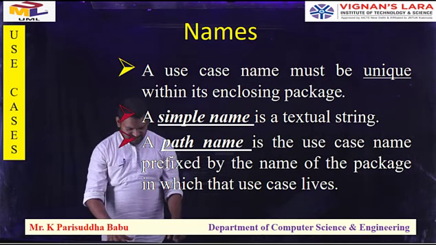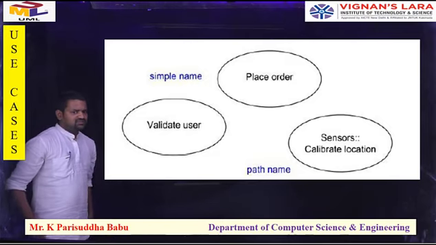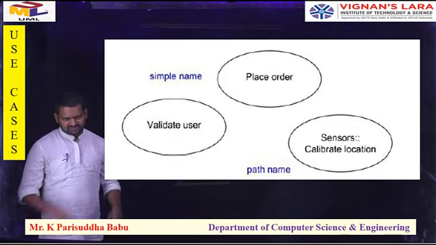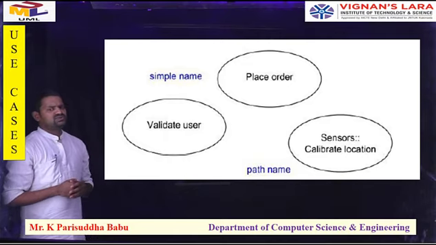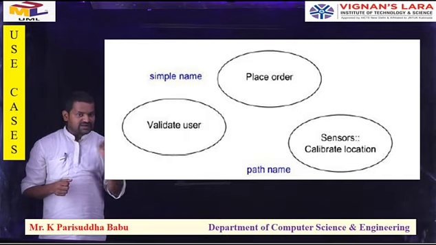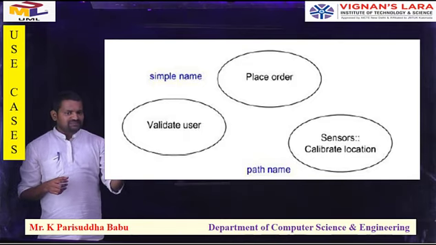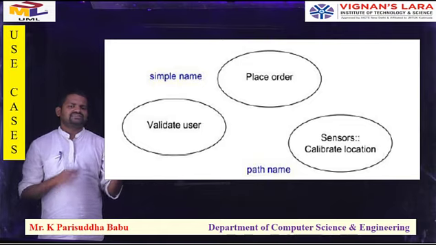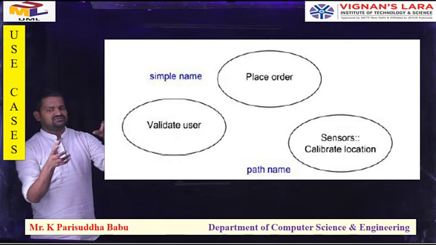Likewise we can write simple names. See here in this example, placeholder is a simple use case. Validate user is also a simple use case. Here, sensors, scope resolution operator, collaborate location, that is the path name. The path name indicates the package which has collaborate location as the actual use case. That use case will be available in the sensors package.